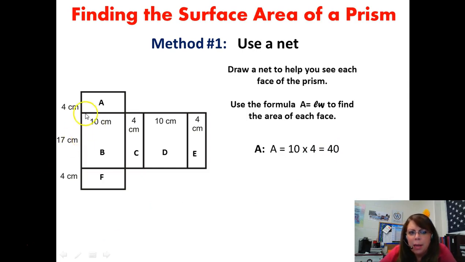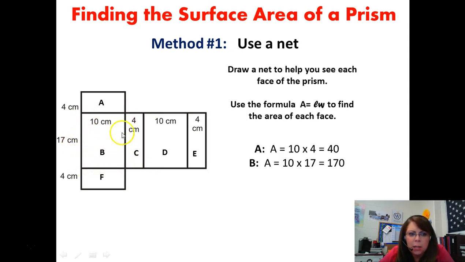Let's look at B. For this rectangle, we have a base that's still 10. You know it's 10 because this side is 10, and a height of 17. So we have 10 times 17, and that is 140 centimeters. For rectangle C, we have a base that is 4 centimeters wide, and still a height of 17.